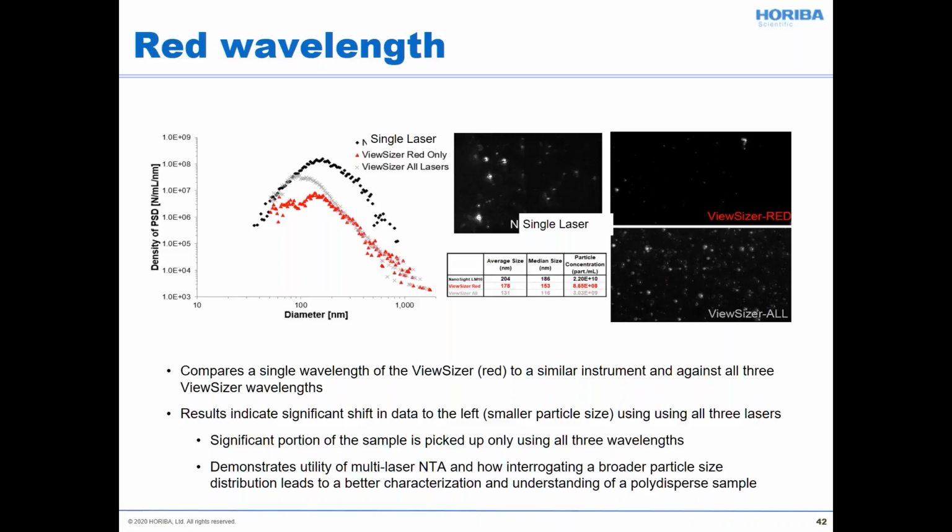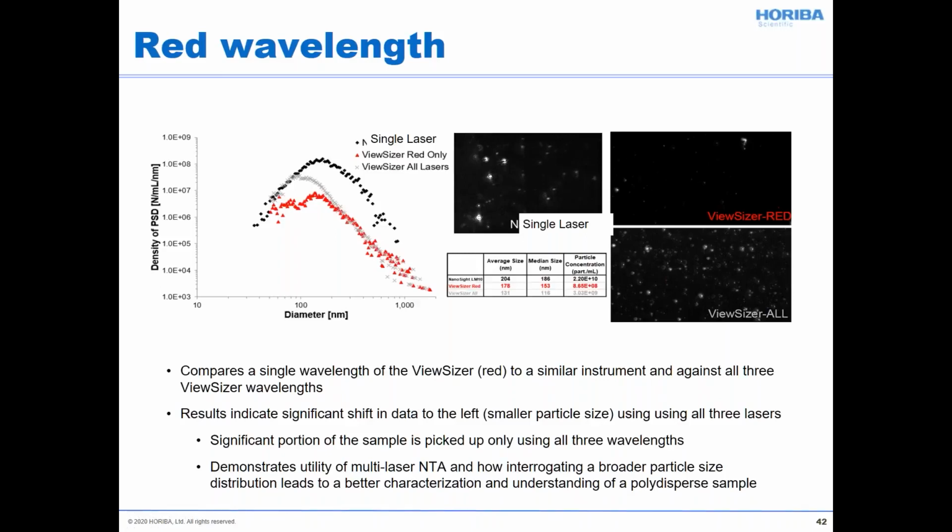And the size distribution is shown in the upper left, and the black points are the single laser system. The gray crosses are what you get from all lasers. You notice how the size distribution has shifted to the left, and so we're getting smaller particles in there. And with the red only, you see very much like what you got with the single laser system, where you have the peak and distribution about the same place and a tail off to these larger size particles, which certainly exist in the sample.